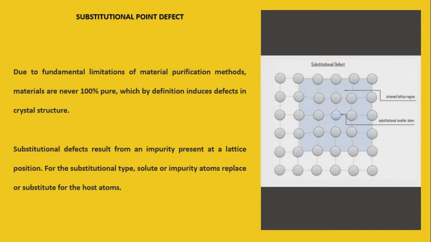Substitutional point defect. Due to fundamental limitations of material purification methods, materials are never 100% pure, which by definition induces defects in crystal structure. Substitutional defects result from an impurity present at the lattice position. For the substitutional type, solute or impurity atoms replace or substitute for the host atoms. Ang substitutional point defect ay pagre-replace ng impurity atoms for the host atoms.